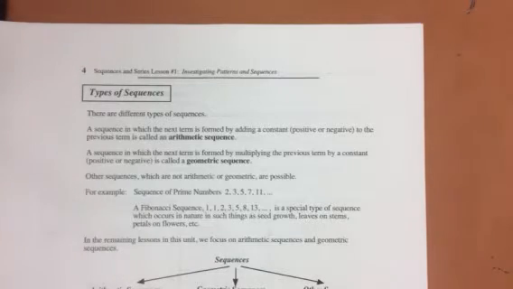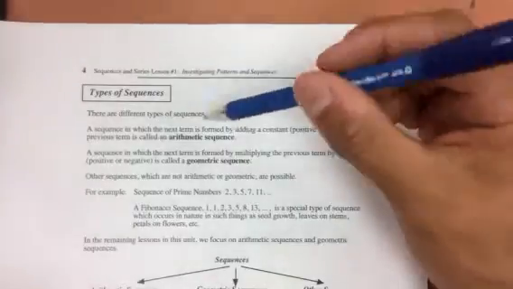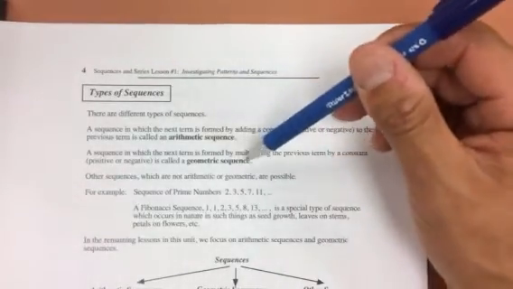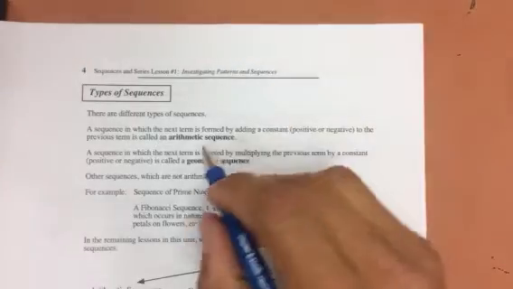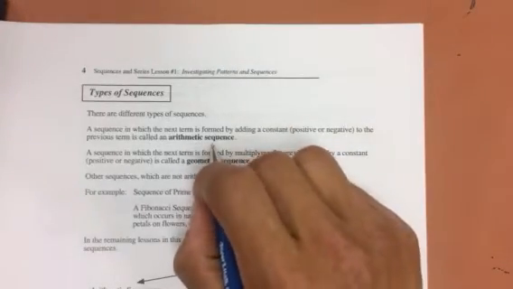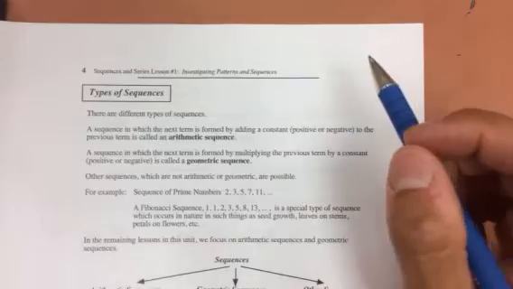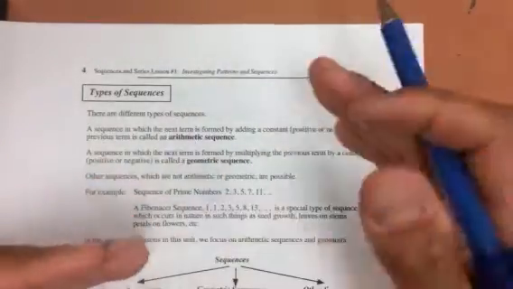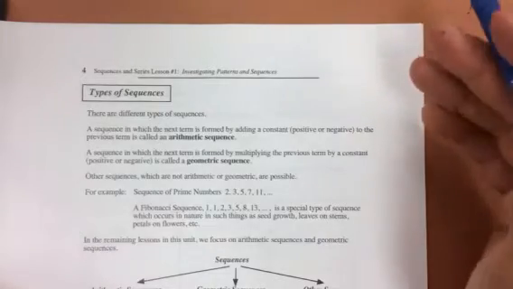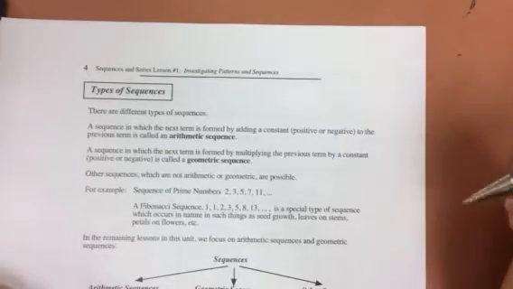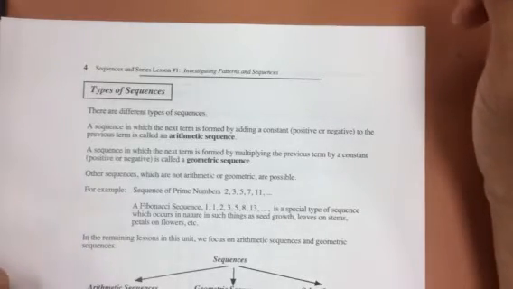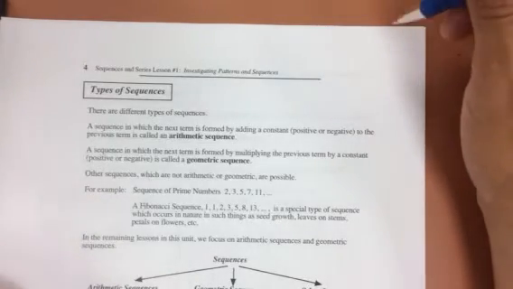So right now, we're only going to discuss 2 different types of sequences. We have arithmetic sequences and geometric sequences. Our arithmetic sequences are ones where with every additional term you're adding a constant, and that can be either positive or negative.